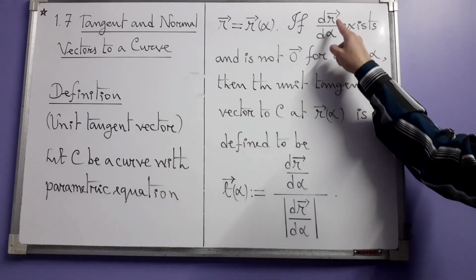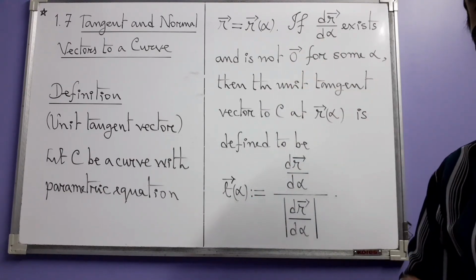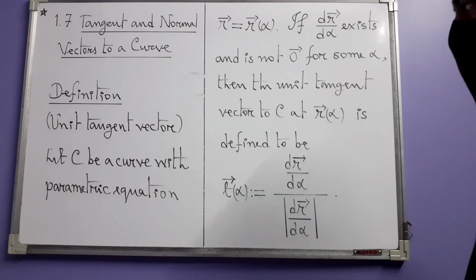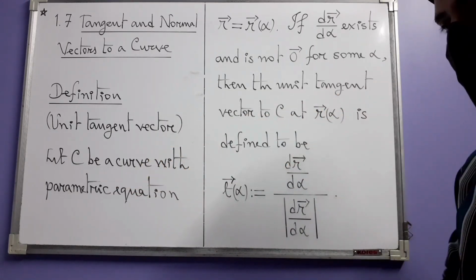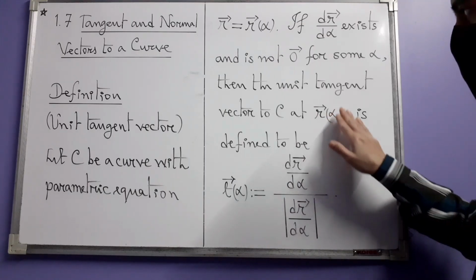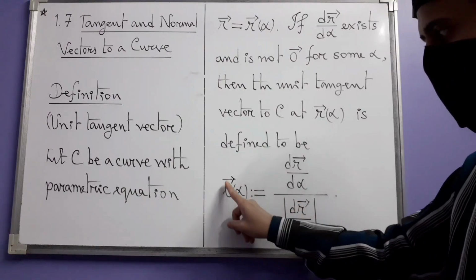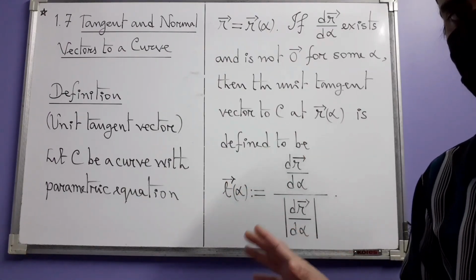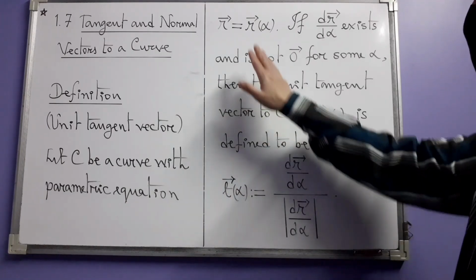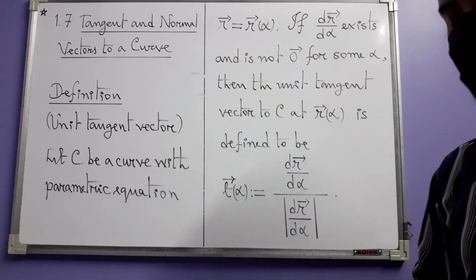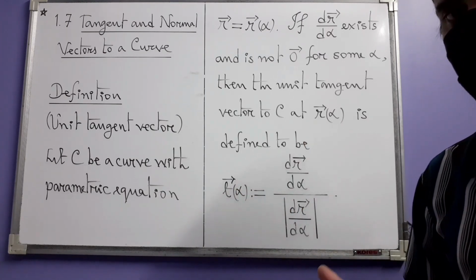If the derivative of r with respect to alpha exists and is not equal to the zero vector for some value of alpha, then the unit tangent vector to that curve C at that alpha, meaning at the point whose position vector is r of alpha, is defined to be this. It's denoted T of alpha because it's going to depend on alpha, so this tangent vector will also be a vector function just like r. So that's why we write T of alpha. This overhead arrow indicates that it's a vector.